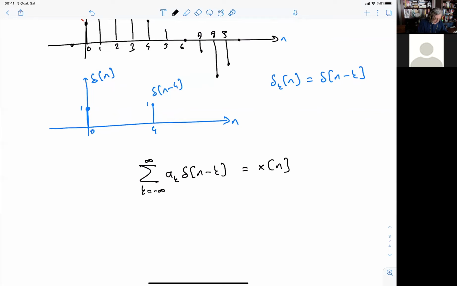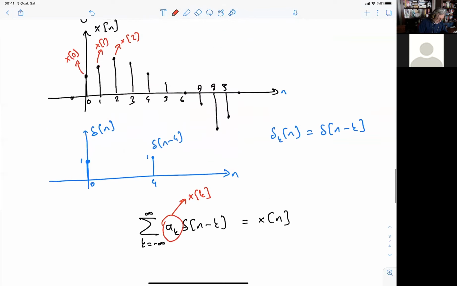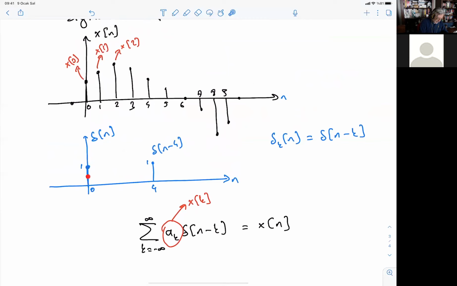So how can we do that? Is it possible to do it? And the answer is very trivially, yes, it is possible, because these a k's are essentially x of k's. Because when you multiply this sample, for example, when k is equal to 0, delta n minus k is equal to delta n. This impulse times this value will give me this sample impulse with the correct magnitude.